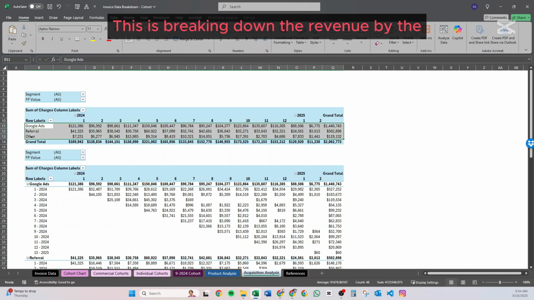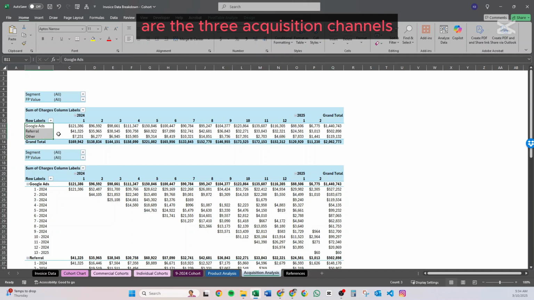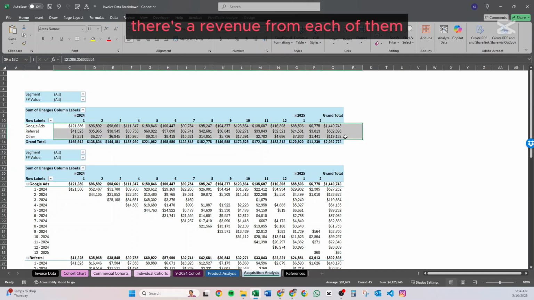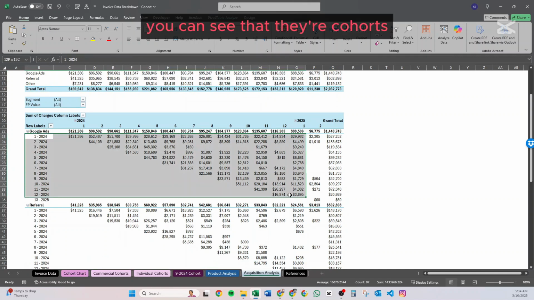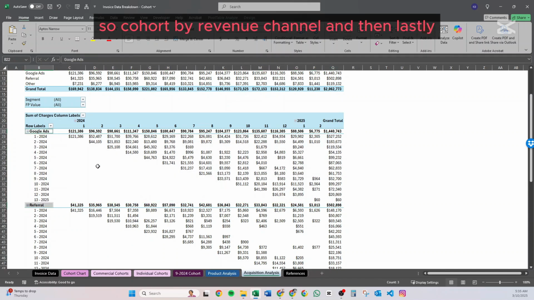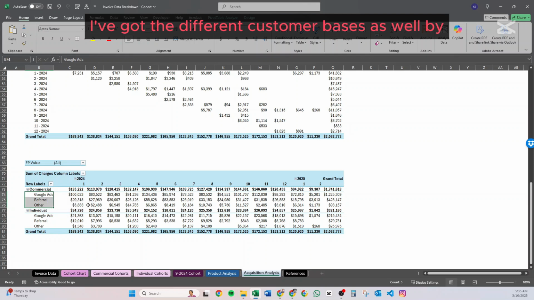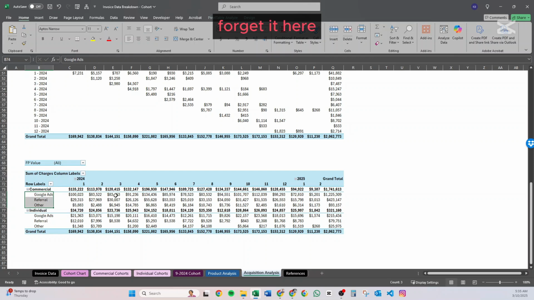This is breaking down the revenue by the acquisition channels. So here are the 3 acquisition channels we talked about earlier. There's the revenue from each of them. You can see the cohorts, same exact table as the other tab. So cohort by revenue channel. And then lastly, I've got the different customer bases as well, bifurcated here.